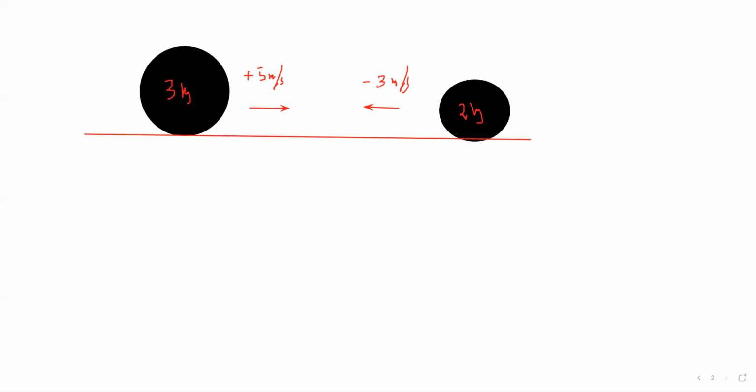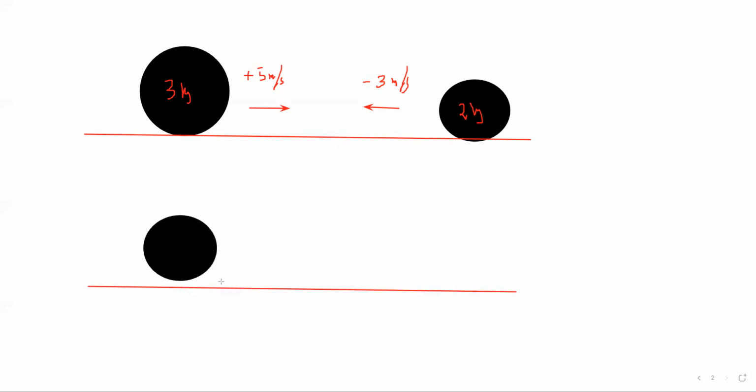So basically, what is the initial momentum? The initial momentum is towards the right. Why is the initial momentum towards the right? Because the higher value of the momentum is towards the right hand side. So when there is a final momentum, the resultant final momentum should also be towards the right hand side. So after the collision, the two objects collide with each other, a 3 kilogram and a 2 kilogram.